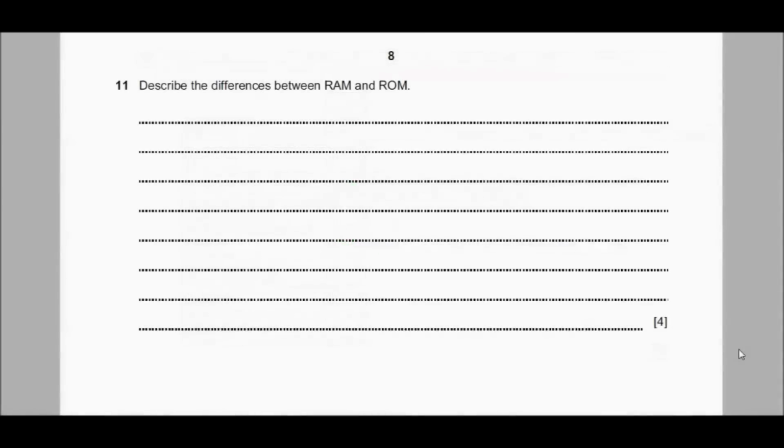Now, question number 11. This has come up quite a lot of times in the past papers. So describe the differences between RAM and ROM, and it's worth 4 marks. So you can give an explanation of RAM and ROM as well, so the examiner knows that you're aware of what you're talking about, and then describe the differences between the two.